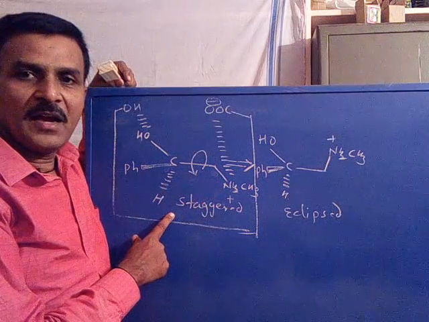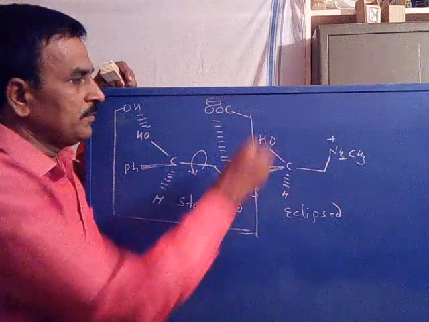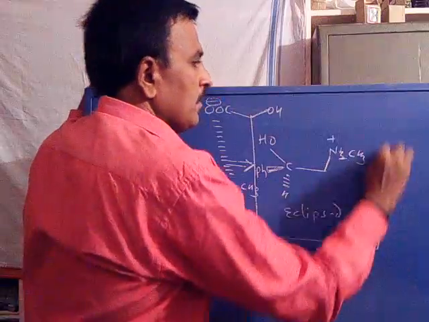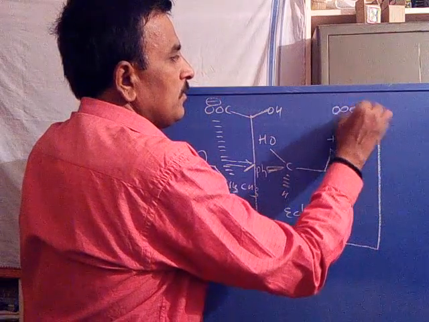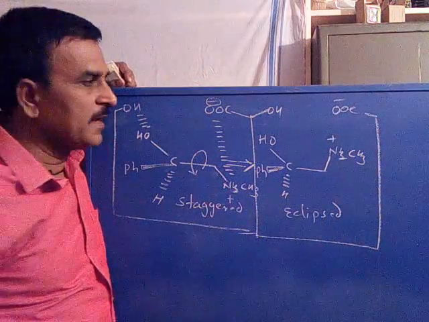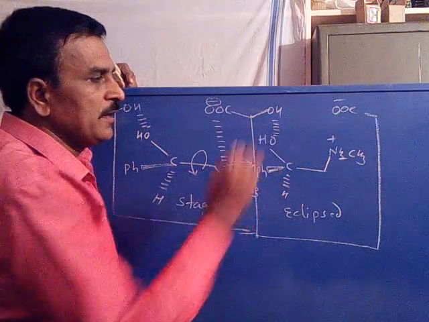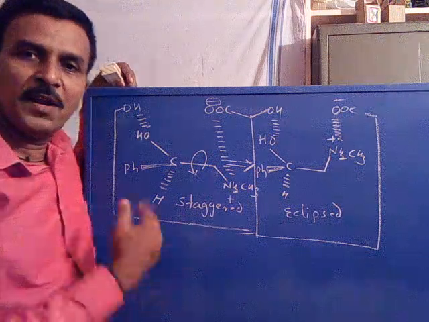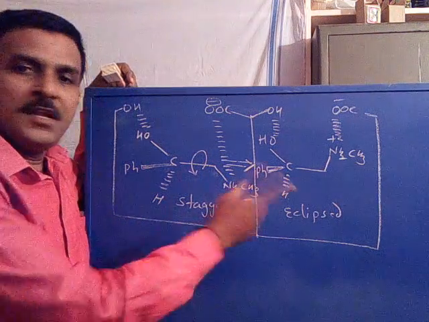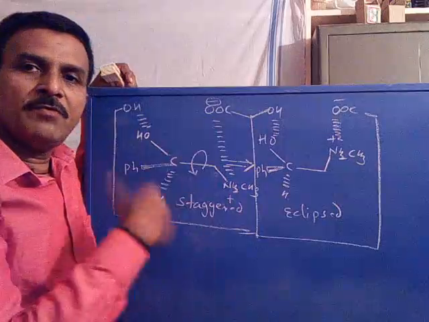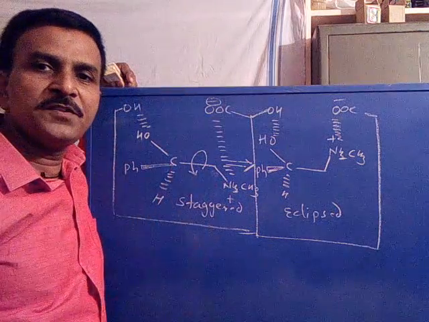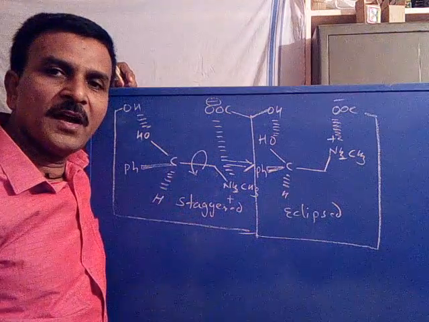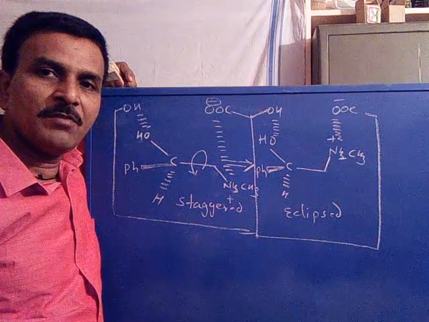So this is possible for staggered and eclipsed. For eclipsed, say this is the OH group of the ligand, this is the COO minus group of the ligand; the OH is involved in hydrogen bonding, this is involved in ionic bonding. You can see the molecule is the same, but due to the flexible bond, due to the rotation of the C-C single bond, it exists in two conformations: one is staggered and the other one is eclipsed conformation.